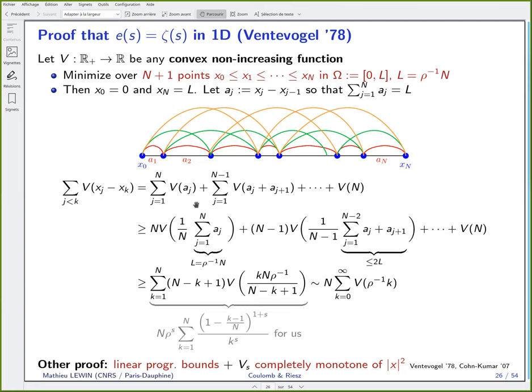And now you use convexity of V. Okay, and you see it's really convexity with respect to the distances between the points, not with respect to the positions.